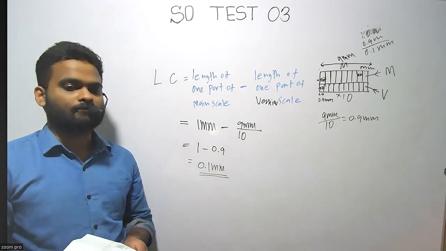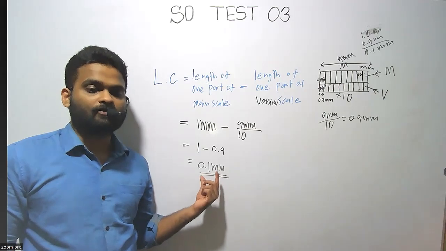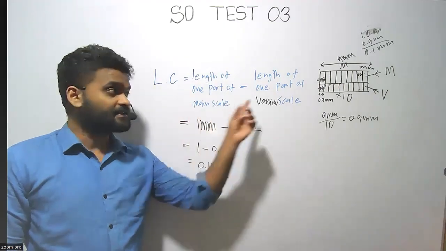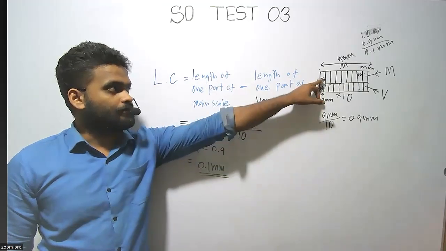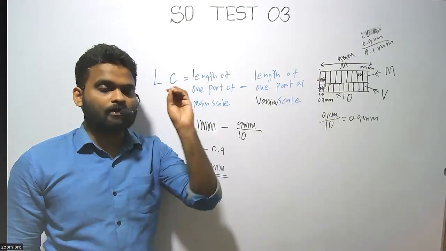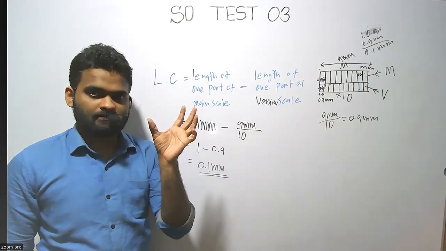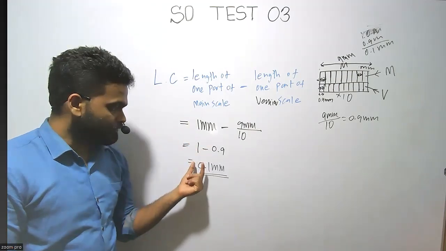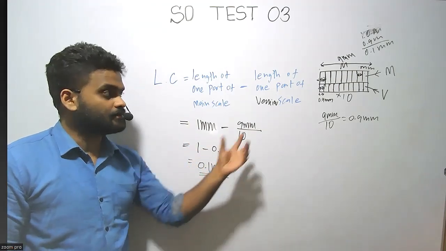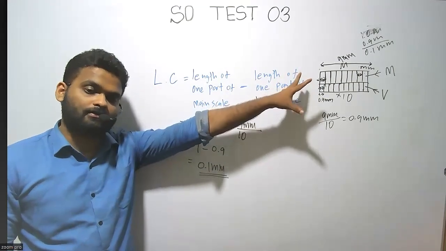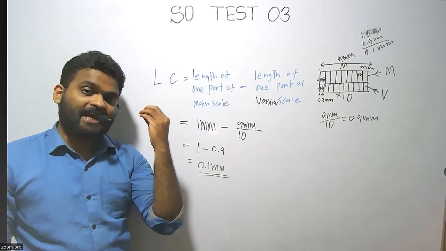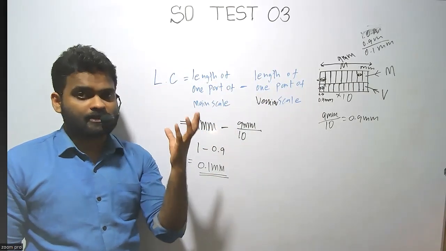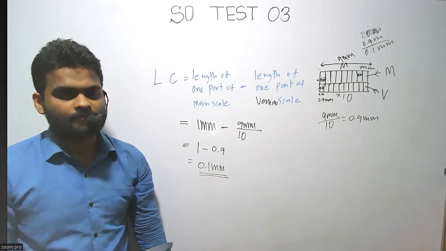So for the vernier scale, least count is 0.1 millimeter. For the main scale, least count is 1 millimeter. Understood? Using the main scale, you can only measure up to 1 millimeter accuracy. But using a vernier scale, you get an accuracy of 1/10 of a millimeter. Okay.